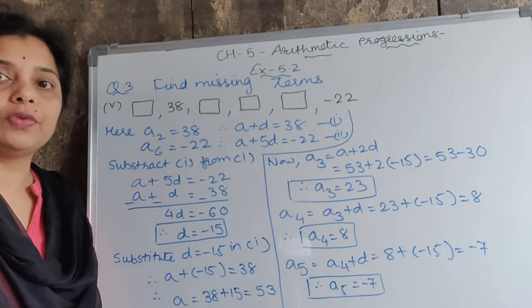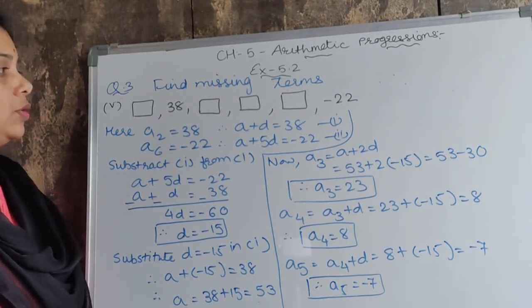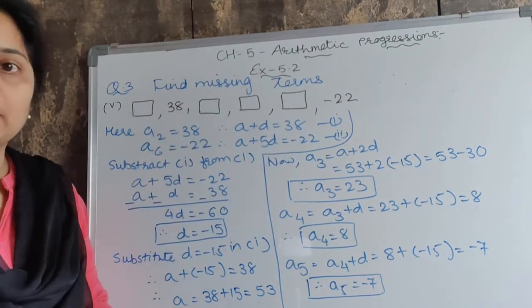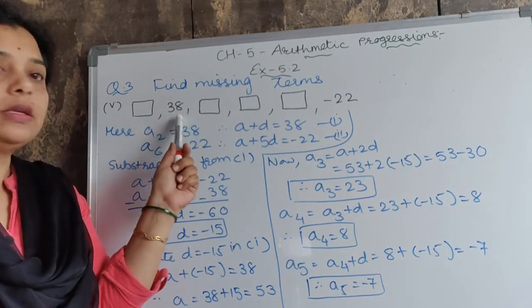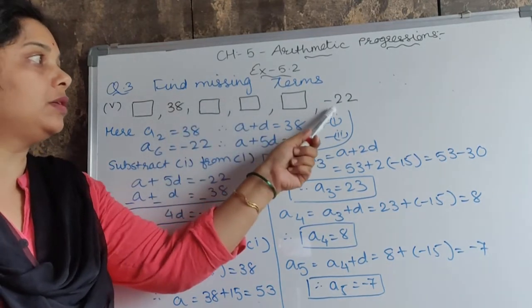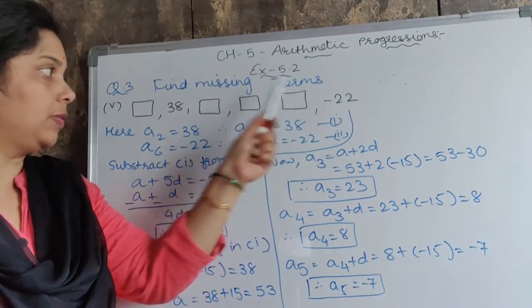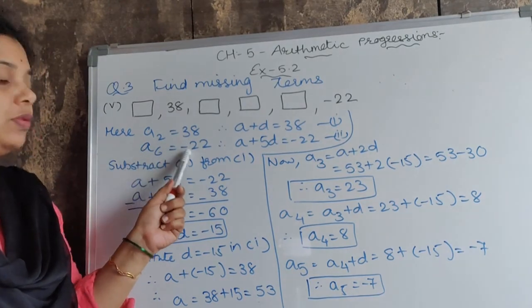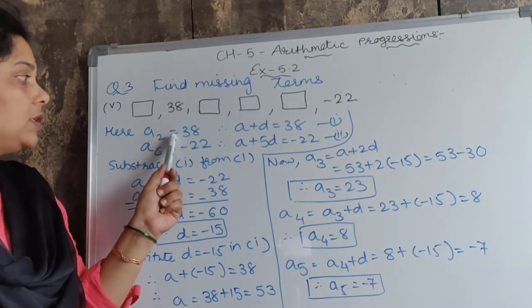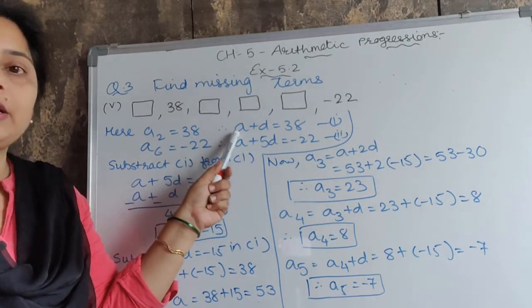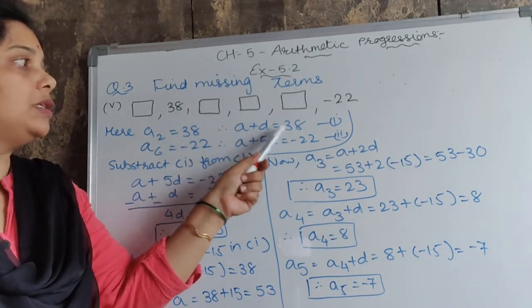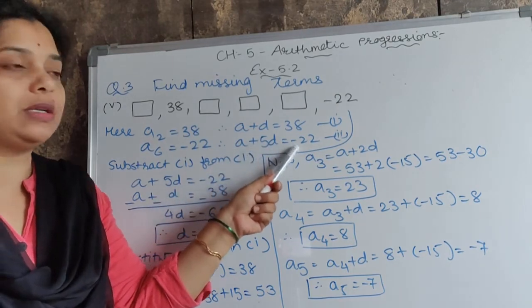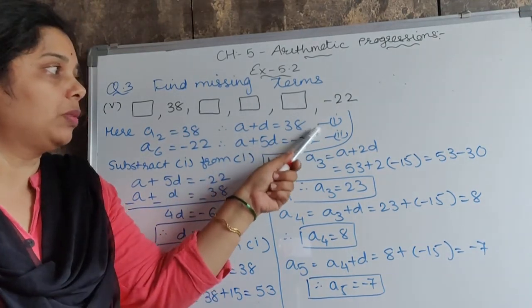Last sum of question number 3. Here there are a total of 1, 2, 3, 4, 5, 6 terms, and out of the 6 terms, the second term is given and the last term, which means the 6th term, is given. So here A2 is equal to 38 and A6 is equal to minus 22. Instead of A2, can I write A plus D? Yes. So A plus D is equal to 38 and A6 means A plus 5D is equal to minus 22. Call them equations 1 and 2.